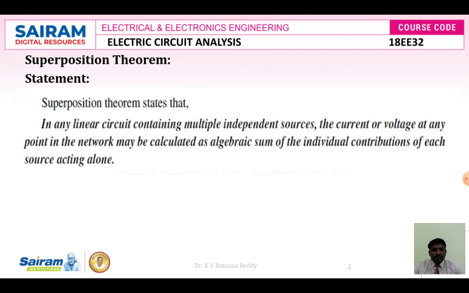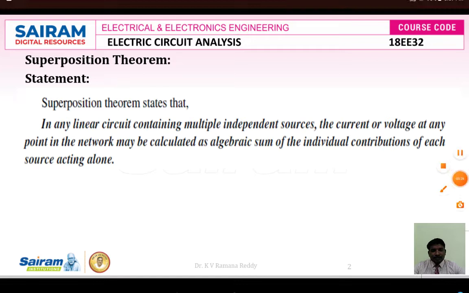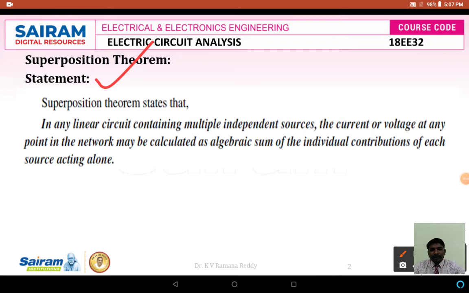So if you see the statement of the superposition theorem, it states that in any two terminal linear bilateral network consisting of multiple independent sources, the current response or voltage response in any element is equal to the algebraic sum of the responses caused by each source individually acting alone, while the other sources are open circuited or short circuited. Voltage sources are short circuited and current sources are open circuited by considering their internal resistance. This is the statement of the superposition theorem.